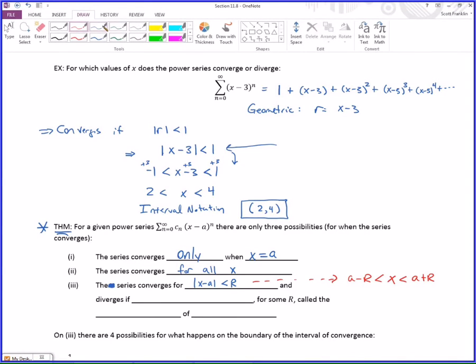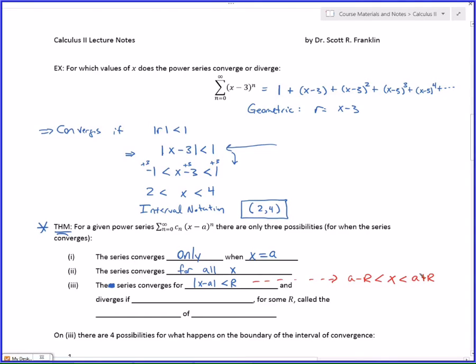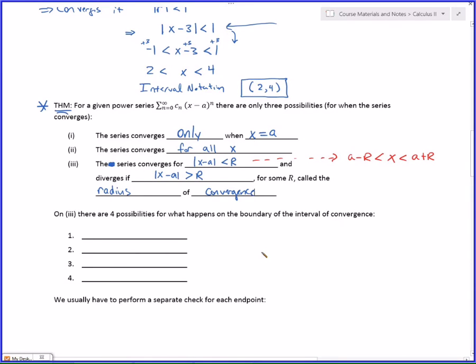So inside that interval, from a minus r to a plus r, it converges, and outside of it, when that's bigger than r, it diverges for some r that we're going to call the radius of convergence. So when talking about power series, that's going to be one of the first questions we have to answer: what is its radius of convergence? And in fact, there's another thing that we call the interval of convergence, and that's what I was talking about up there. There are actually 4 possibilities of what happens on the boundary of the interval of convergence.